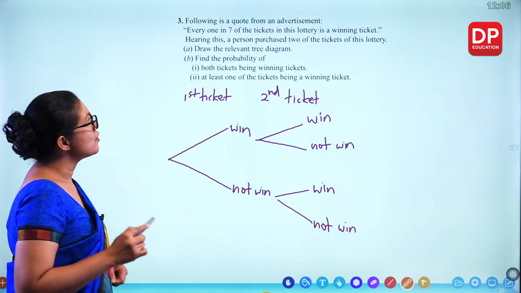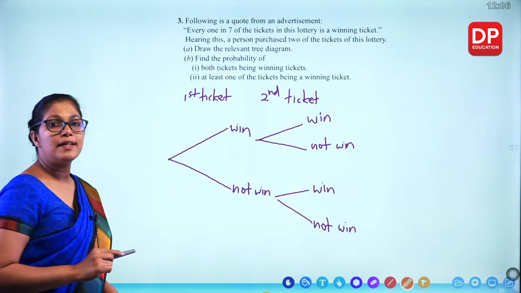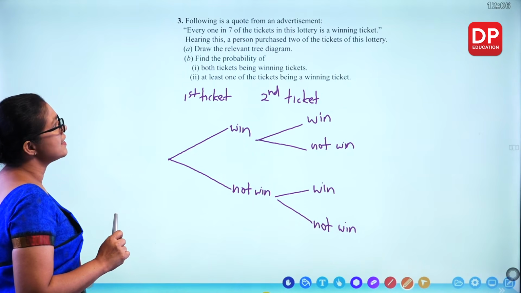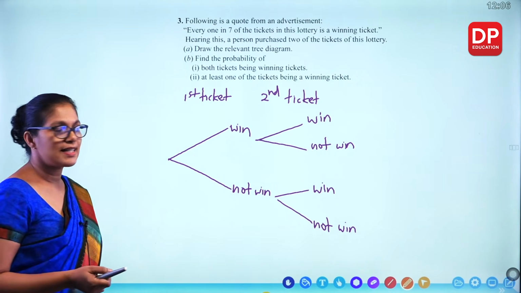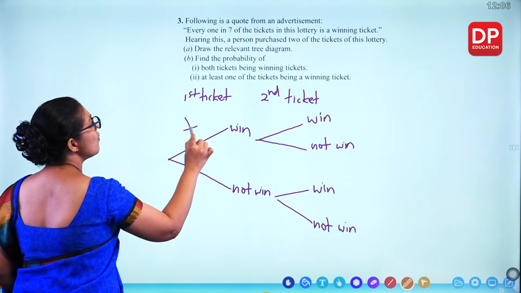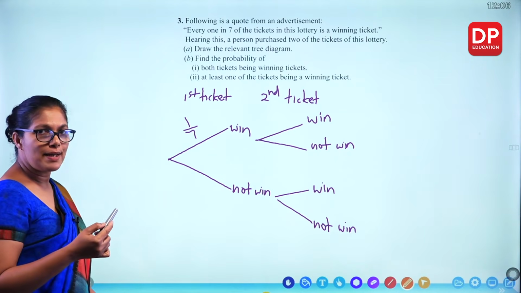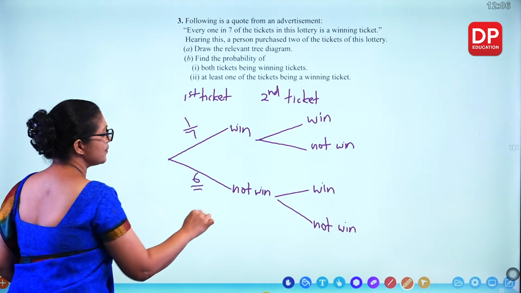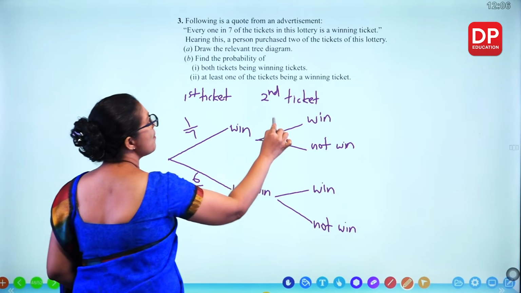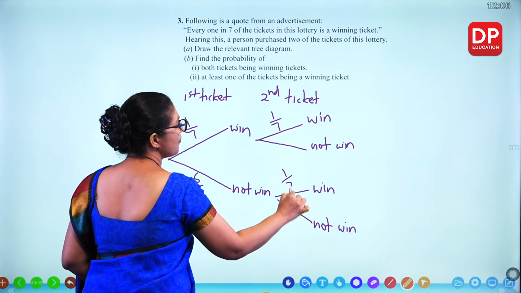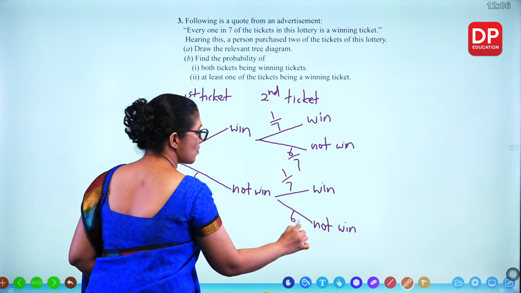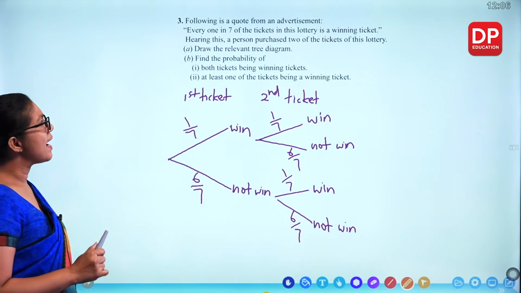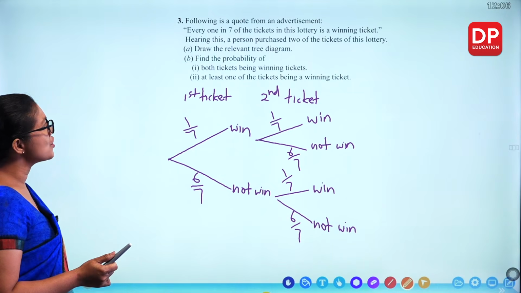Now we'll try to fill the probabilities. One in 7 of the tickets in the lottery is a winning ticket. So that means 1/7 is the winning probability. So what's the losing probability? 6/7. Now fill the probabilities there. 6/7, 6/7. So this is the tree diagram. Now using this tree diagram, we can answer the following questions.